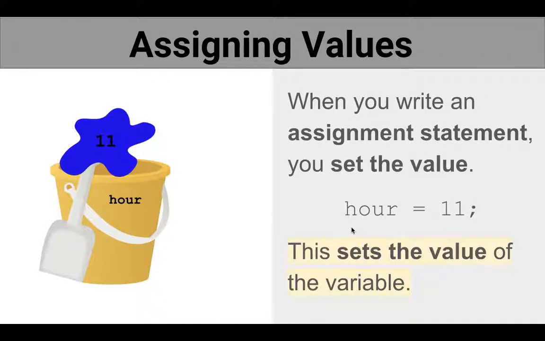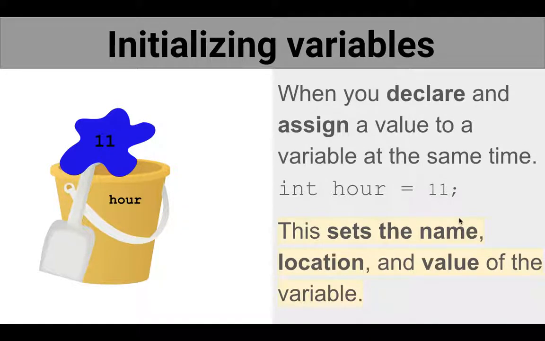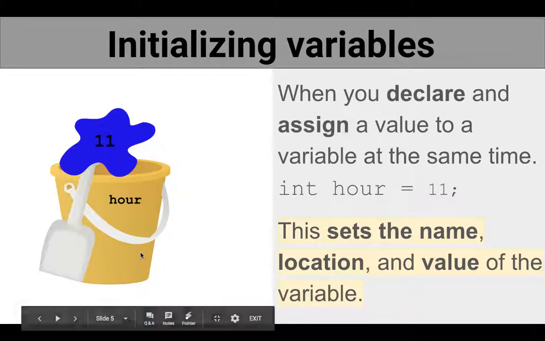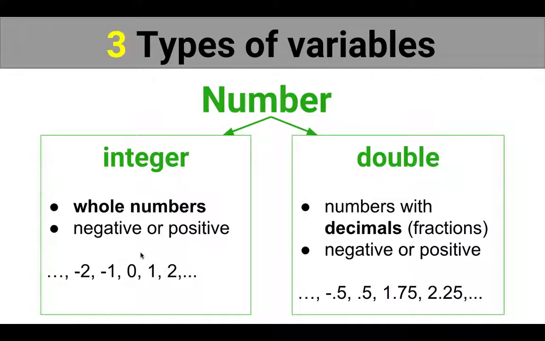And when you're assigning a value to the variable, you put the name of the variable equals, and then the value. So you can do it all in one. You can initialize a variable, so you can declare and assign a value all at the same time. This is very efficient, and when possible, you want to be efficient with your code. So in this one, we want it to be an integer, we want the name to be hour, and we want it to be equal to 11. All of that happens at one time. So you set the name, location, and value all at once.